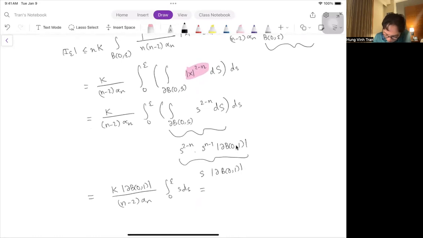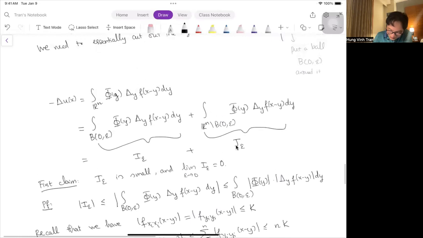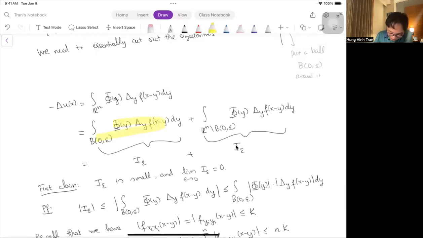Okay, so there's a constant. This is what I meant by there's a constant here: n minus 2 alpha n times epsilon squared over 2. So we are done with getting rid of this term I epsilon. What we just showed is that this term I epsilon, even though it's there, is vanishing. So we can now forget about it.